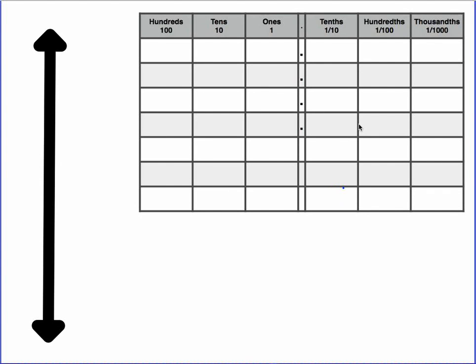Okay, let's start out by doing a little review. Just a reminder that your lowest number or your minimum amount goes at the bottom. That would be your base number that you start with. Your maximum would be the largest it can go.